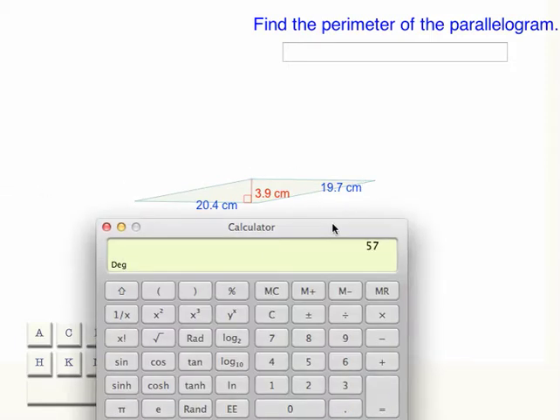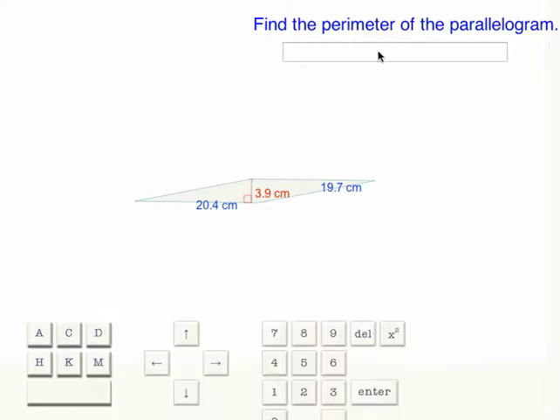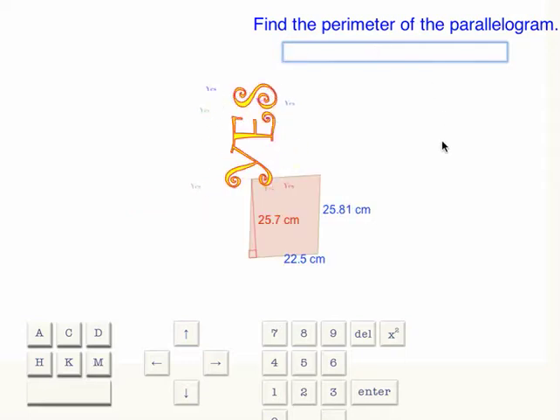Okay, so I have 20.4 plus 19.7 equals 40.1, and then double it. So times 2 equals 80.2. Okay, so 80.2 centimeters. And there we go.